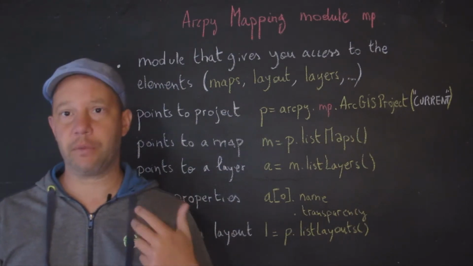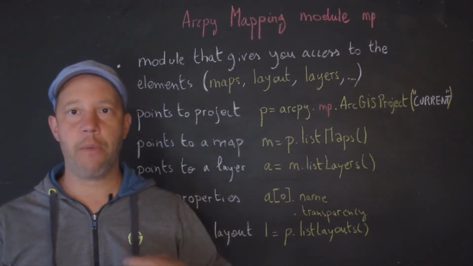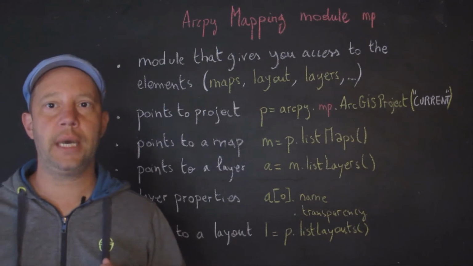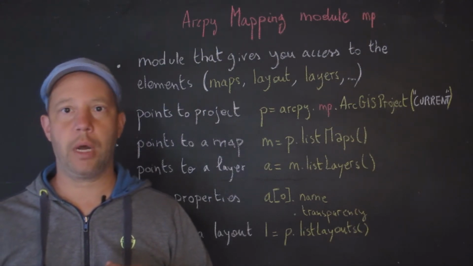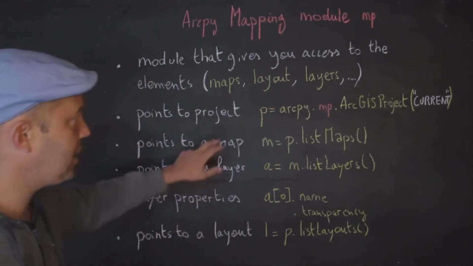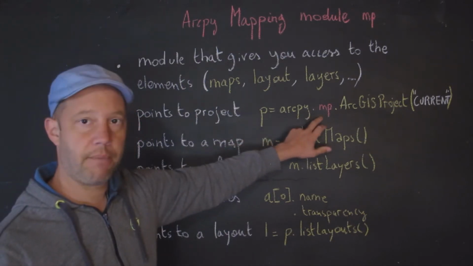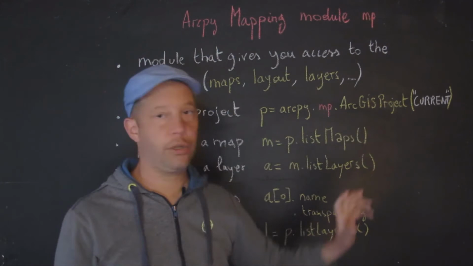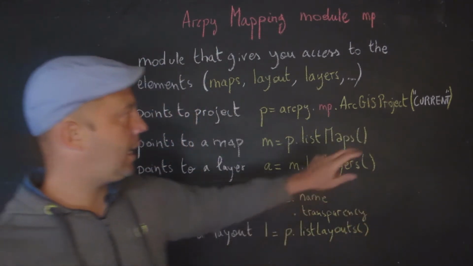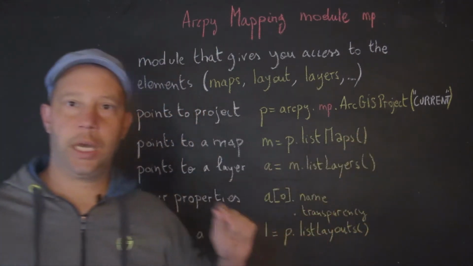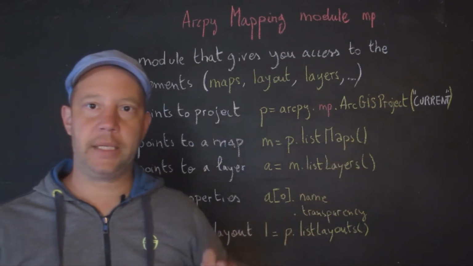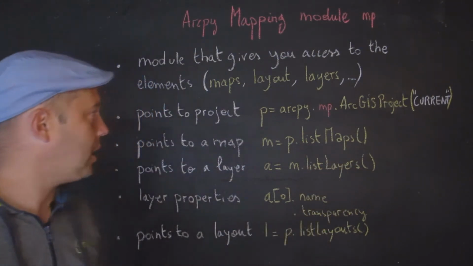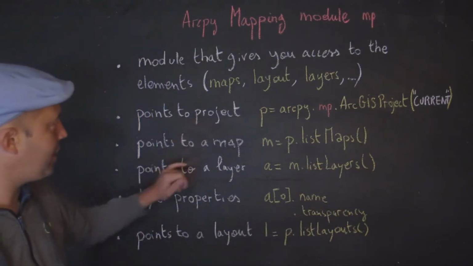So the very first thing we do, of course, is import arcpy. And then we want to point to the ArcGIS Pro project by using here arcpy.mp. mp again is the mapping module. You only need to call it one time. .ArcGISProject("CURRENT"). Now that CURRENT here could, of course, be changed to give the full path of where your project is located. From there, you can point to a map.